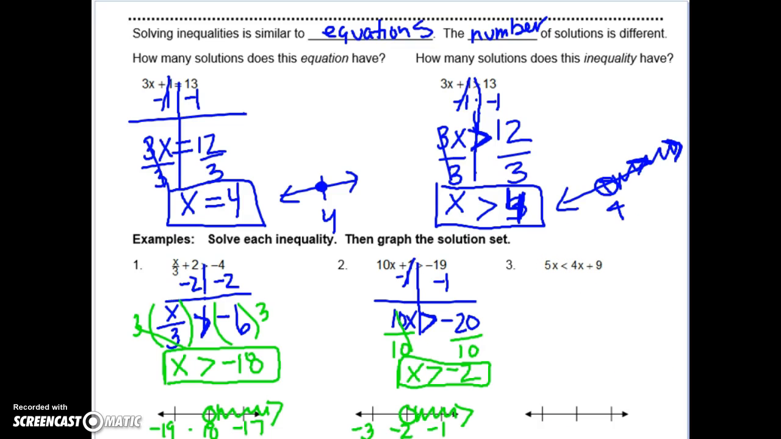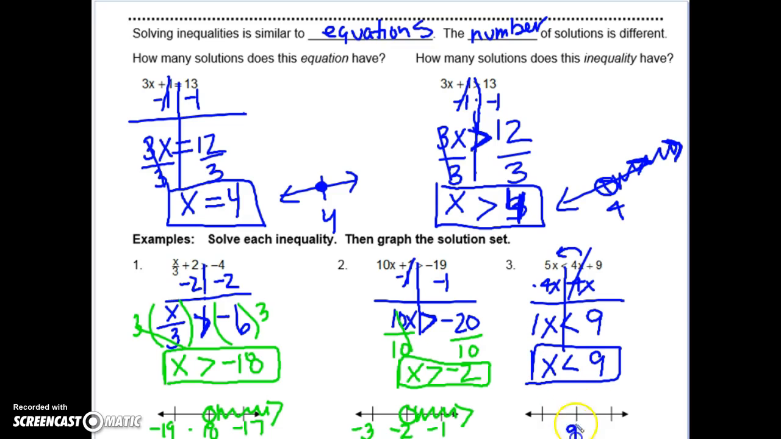The only difference with this one is now you're noticing I have 2 x's. That's okay, just like equations, I know how to do this. I'm going to try to get the x's on one side. I think it's going to be easier if I try to get that 4x over here. So I'm going to subtract 4x. I bring the x with it this time since I'm moving the whole thing. So I have 1x is less than 9. Now I could divide by 1, but that's going to give me the same answer, so why even bother? So x is less than 9.